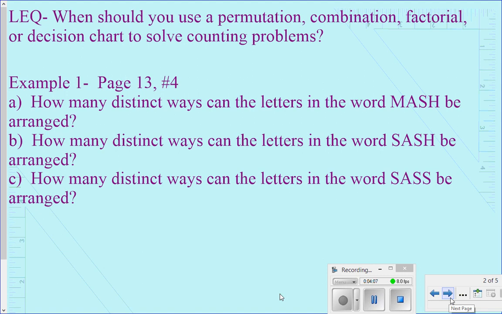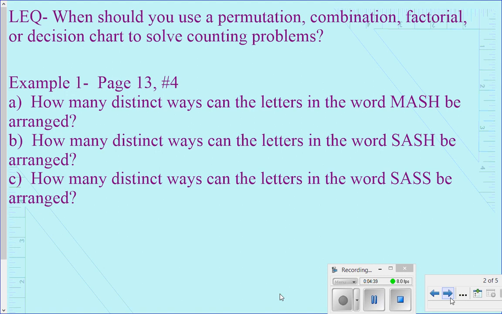Okay, so today, short lesson, but a couple things I want to talk about. So we've talked about some problems where repetition was allowed. Today we're going to look at some where we have repeating letters in words. So if you would take a look in your packet on page 13, problem number 4. So it says, how many distinct ways can the letters in the word mash be arranged? Well, that's just taking those 4 letters and arranging them.